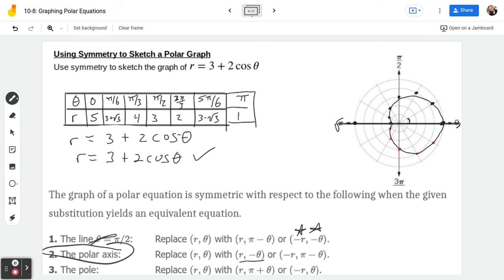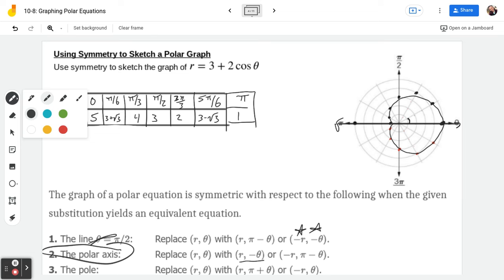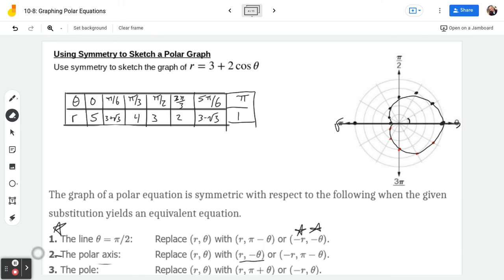So we're going to use symmetry to sketch the polar graph. The first thing we're going to do is start off with a table. Specifically, if I want to run a test of symmetry, I can take the equation r equals 3 plus 2 cosine of theta, and check and see if it's symmetric first. Let's try the first symmetry. Let's see if it's symmetric with respect to the line theta is equal to pi over 2. If that's the case, then I can replace r with negative r and theta with negative theta and get the same thing. So let's do that.